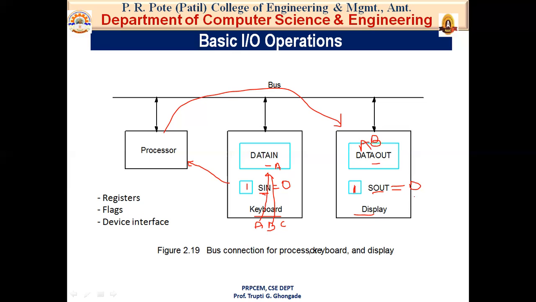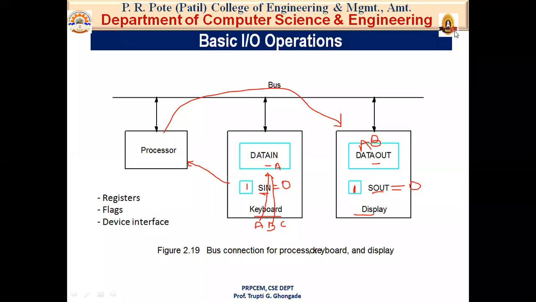So the buffer registers data in and data out, and your status flag registers, that is S in and S out, are commonly known as the device interface. And the circuitry for each device is connected to the processor. That means your input device and your output device are connected to a processor via a bus. So your input device and output device both are connected to a processor by using a bus.